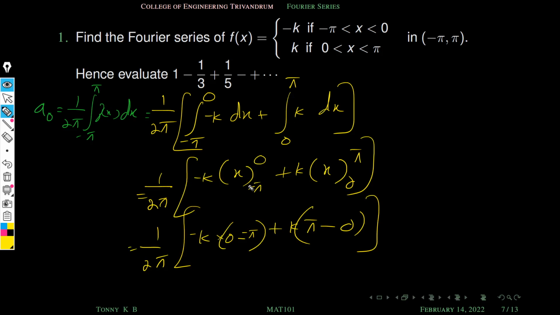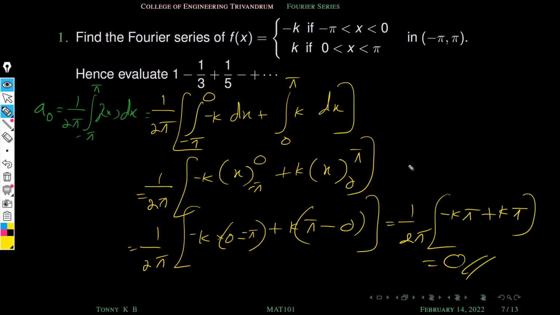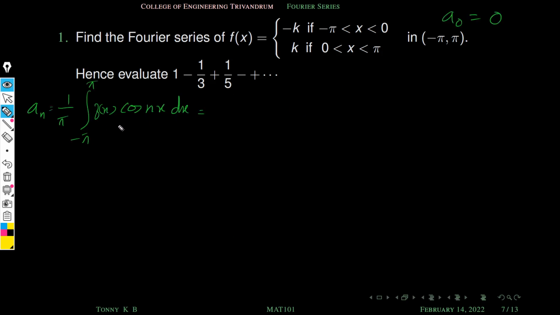So this is minus k into x from minus pi to 0, and this is k into x from 0 to pi. If you substitute the upper limit and lower limit, this becomes minus k times 0 minus minus pi, plus k times pi minus 0, with the factor 1 by pi in front. Ultimately this becomes minus k pi plus k pi, so this is 0. So A0 is 0.